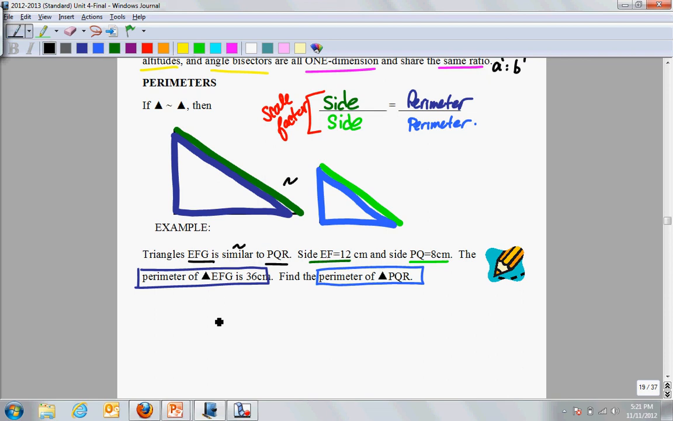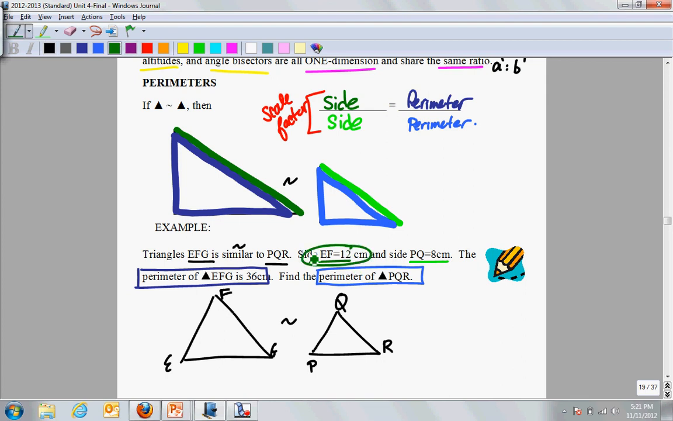So here we have two similar triangles, EFG and PQR, and they're the same shape, but they're different sizes. So make sure you draw them different sizes just for visual reference. They are similar, so put the similarity sign there. And we are told E to F is 12 centimeters. So remember, we trace sides. EF is 12 centimeters. Cross it out. PQ is 8 centimeters. Cross it out.